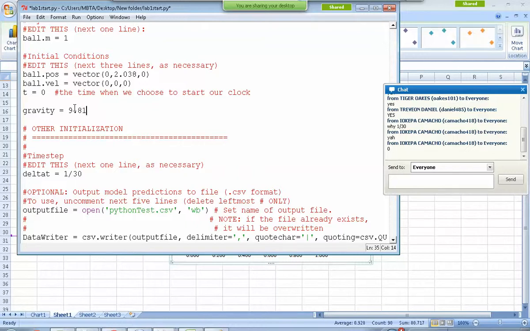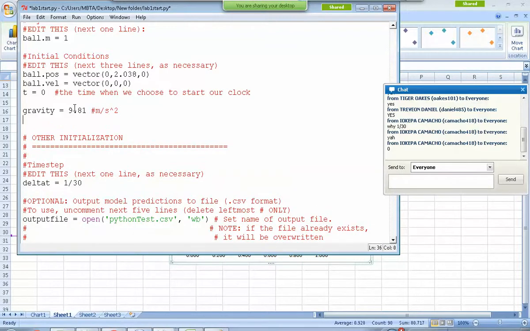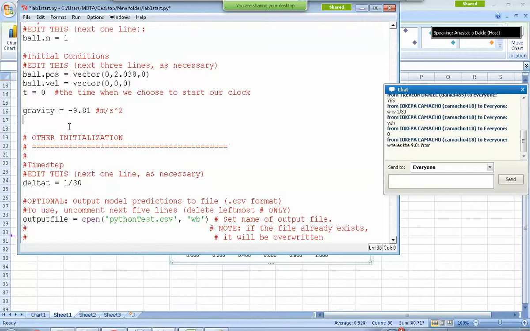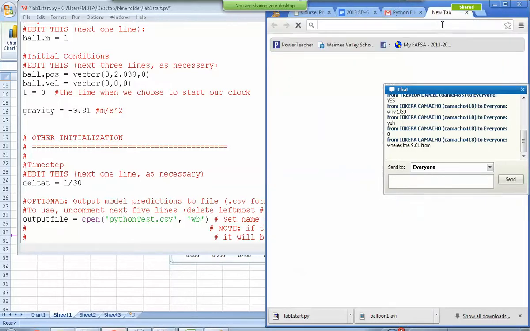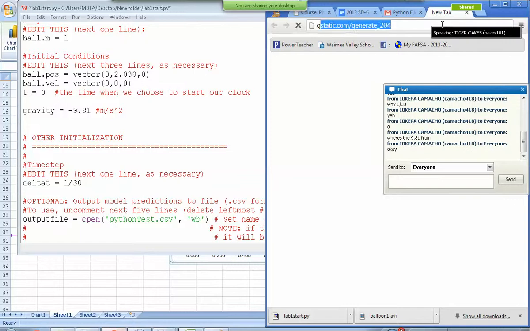9.81. And this is measured in meters per second squared. We cool with that? Actually, I'm going to make it negative 9.81. Where's the 9.81 from? That is the definition of gravity in meters per second squared. You're going to memorize that number, because if they ever ask what is gravity, you say, oh, it's 9.81.